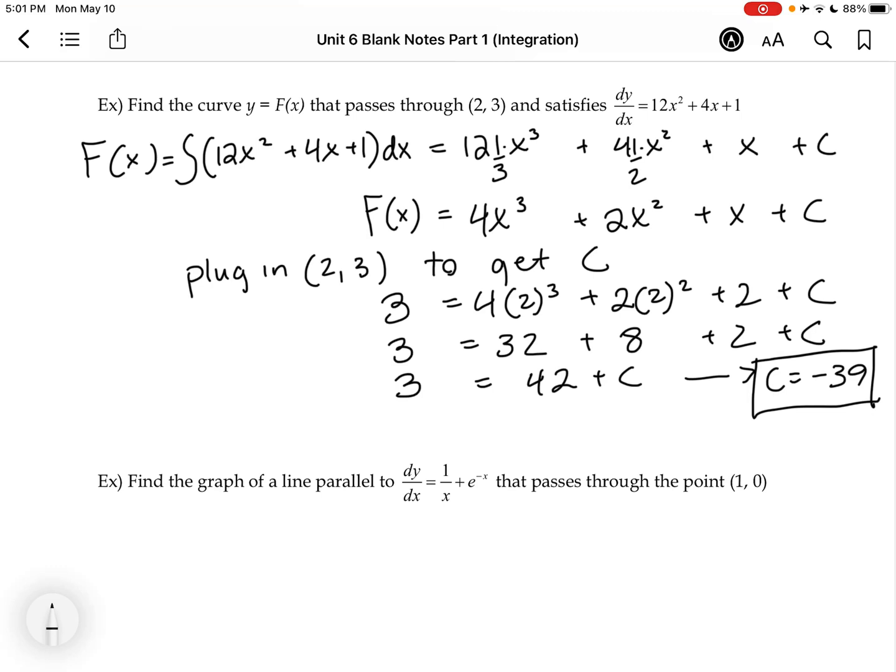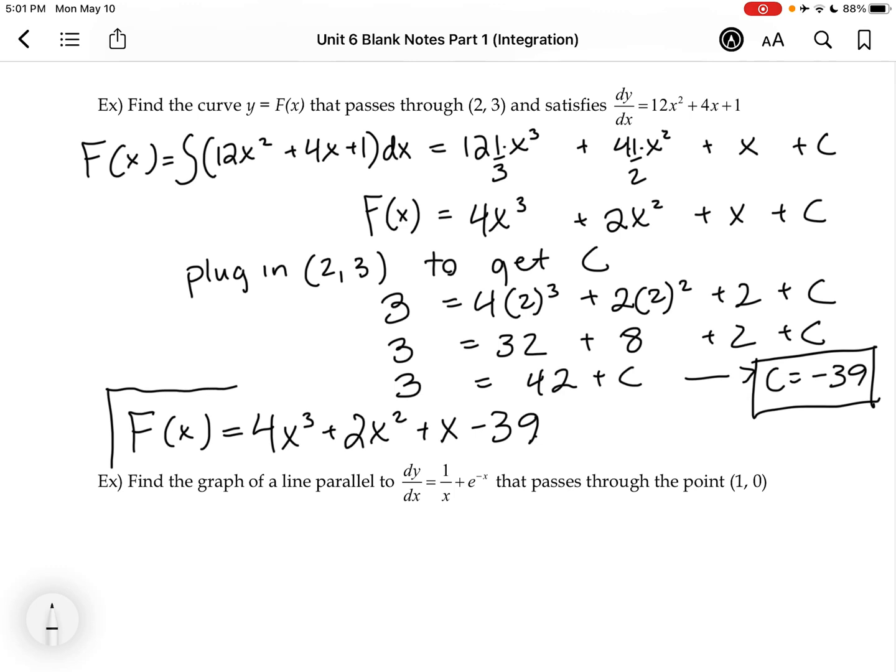Okay, so what is the actual function F of x? It is 4x cubed plus 2x squared plus x minus 39.